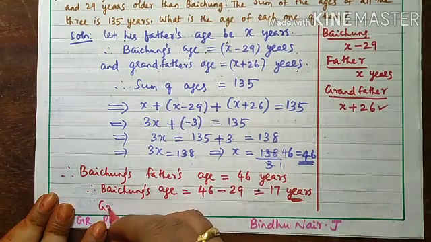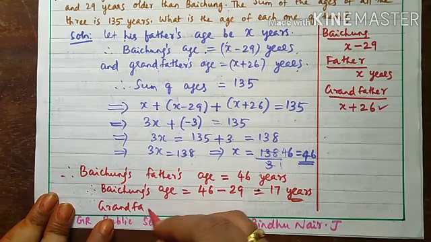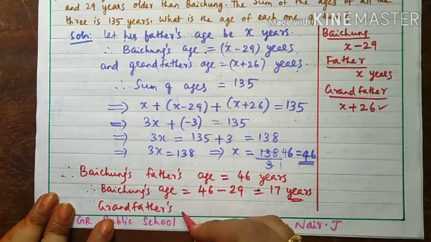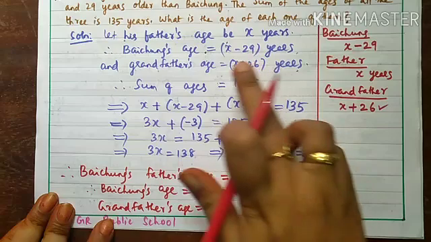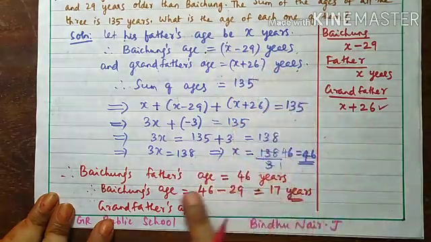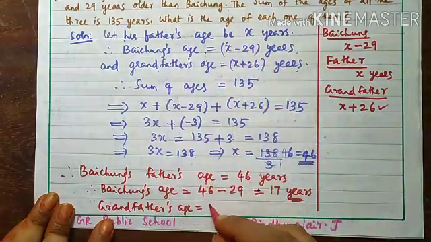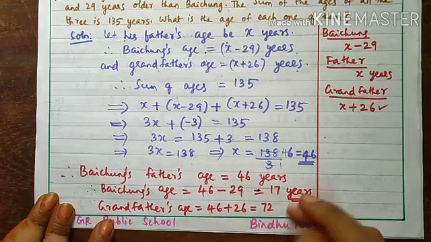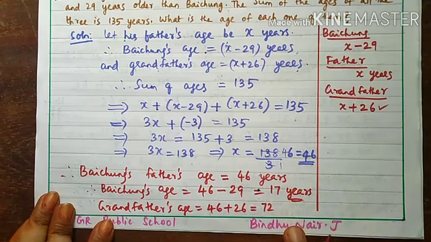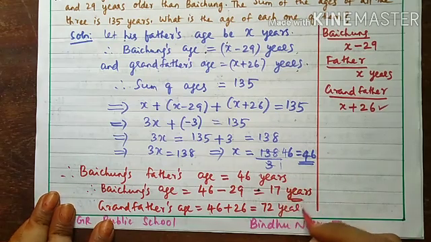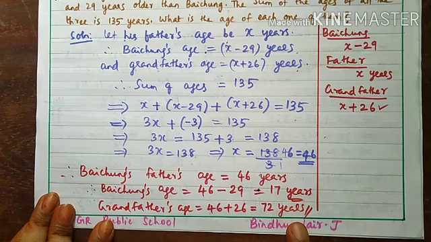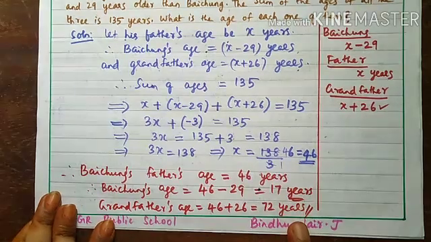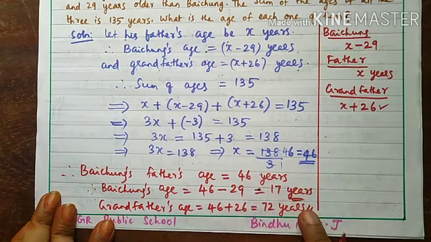Okay. And grandfather's age, how much? X plus 26. So x is 46 years. So 46 plus 26 you will get 72. All of you do all these calculations in your notebook. So 72 years is the age of grandfather. Understood? Okay, so we got all the three ages.